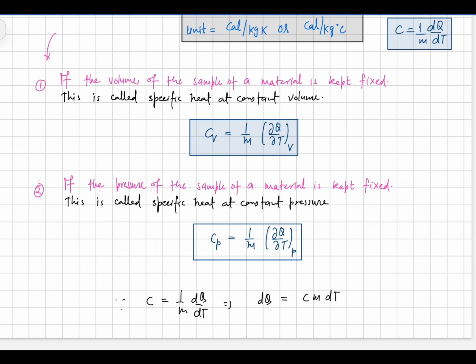And suppose the process is such that the volume of the gas is fixed, then I will use dq equal to Cv m dt. And if the pressure is fixed, then I will use dq equal to Cp m dt. So these will be used later. In general we'll use C, but if the process is kept at constant pressure or constant volume, that C will be used like Cp or Cv according to the situation.